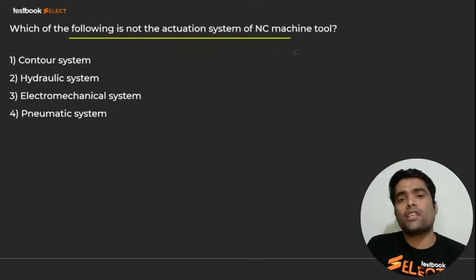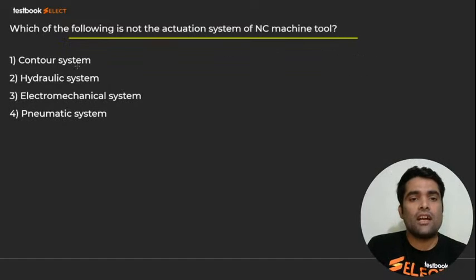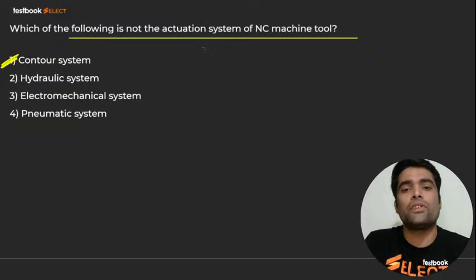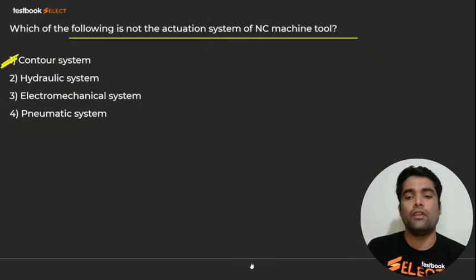Which of the following is not actuation system of NC? That is contour system, right? It's not, contour system is not, we can say, an actuation system. Hydraulic system, mechanical and pneumatic system are what, my dear? Actuation system of numerical control machine.